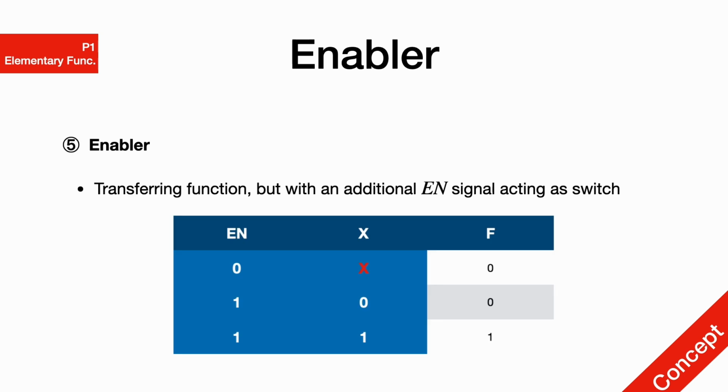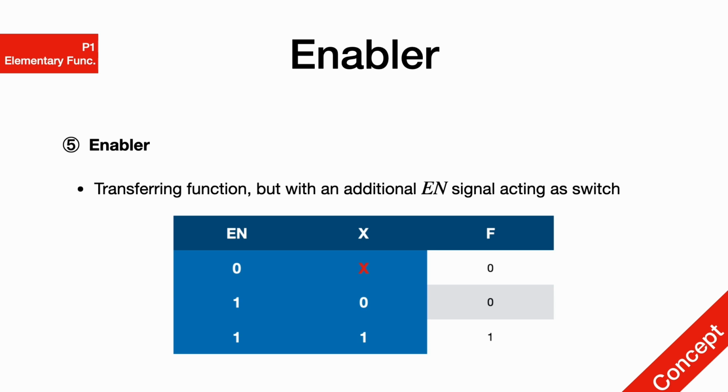The final important concept in this video is something called an enabler. An enabler essentially implements the transferring function, but with an additional enabling signal, en, acting as a switch. The general principle being that if en equals 0, it doesn't matter what your other input x is, your output is always equal to 0. On the other hand, if en is 1, then the output f would equal the value of input x.